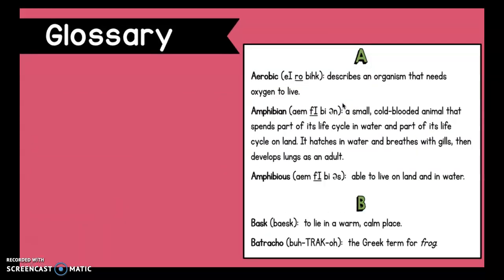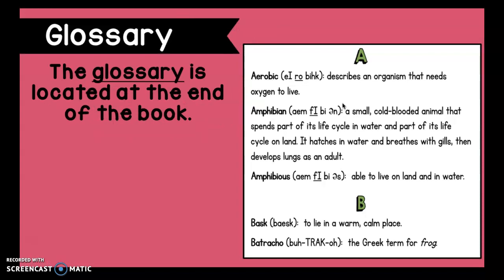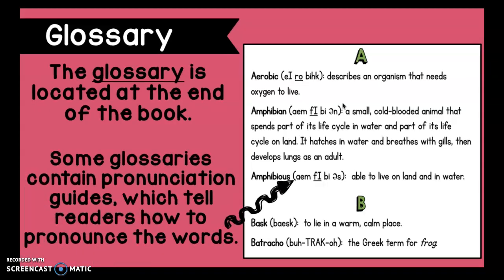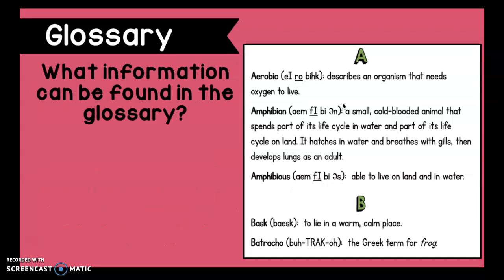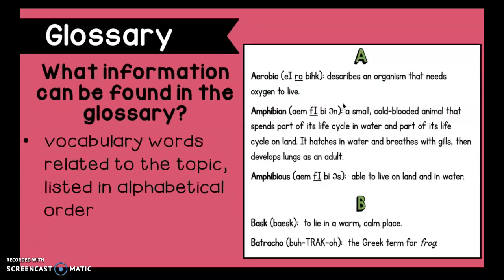So this is a glossary. The glossary is located at the back of the book, at the end of the book. And some glossaries contain pronunciation guides, which tell the readers how to pronounce the words. All right, so what information can be found in a glossary? One, vocabulary words related to the topic, and they are listed in alphabetical order.